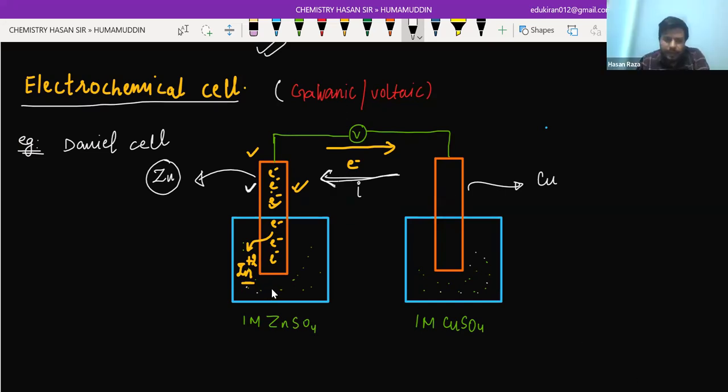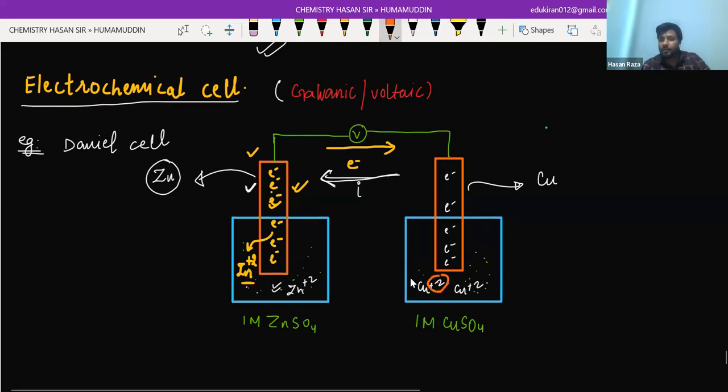Now see what will happen here. There will be Zn+2 already, because ZnSO4 is in this solution. And here Cu+2 will be there, because of the salt present in this solution. Now, when electrons come from left to right, this Cu+2 has a positive charge and the electron has a negative charge, so this Cu+2 will go and attach to this copper electrode. So what I want to say is that, first of all, on the left hand side, it is the anode.